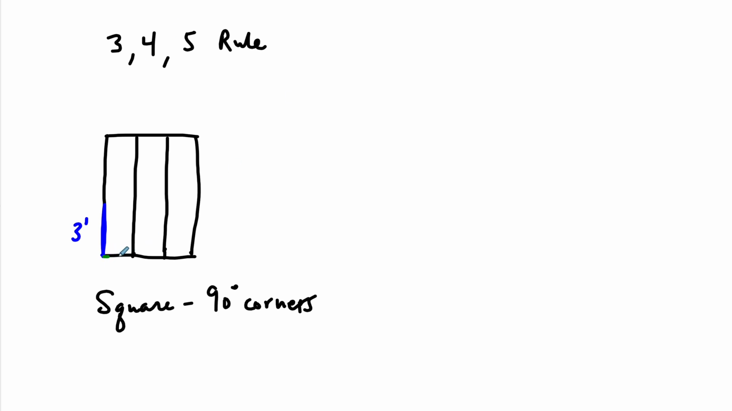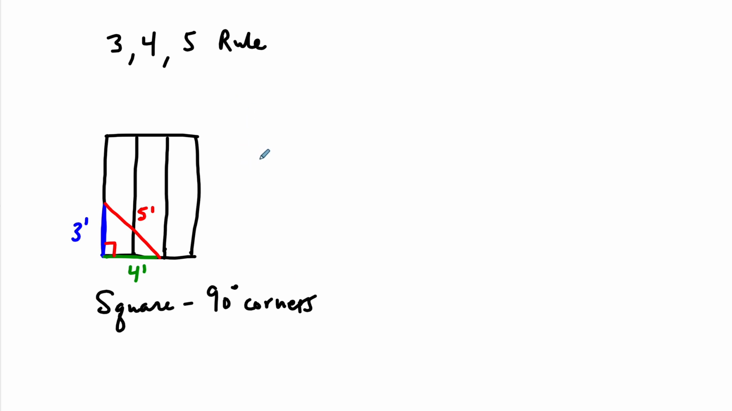From the same corner, I would measure out 4 feet. And at the end of these measurements, I would put a little pencil line. And then from pencil line to pencil line, I would measure. If I get 5 feet, that tells me that I have a 90-degree angle, that this wall is square.